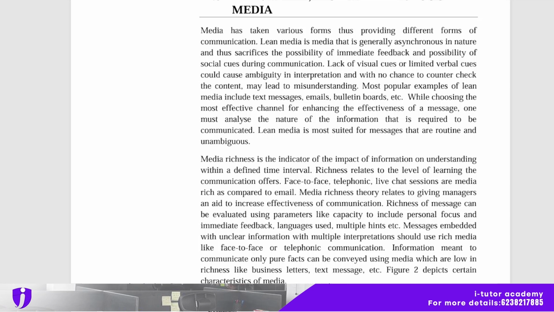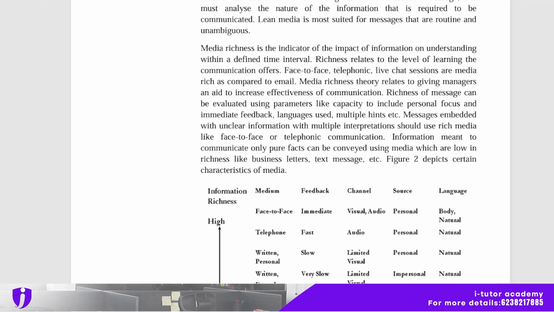Media richness theory relates to giving managers an aid to increase effectiveness of communication. Richness of a message can be evaluated using parameters like capacity to include personal focus and immediate feedback, language used, multiple hints, etc. A message embedded with unclear information with multiple interpretations should use rich media like face-to-face or telephonic communication. Information meant to communicate only pure fact can be conveyed using media which are low in richness, like business letters, text messages, etc. So figure 2 depicts certain characteristics of media.